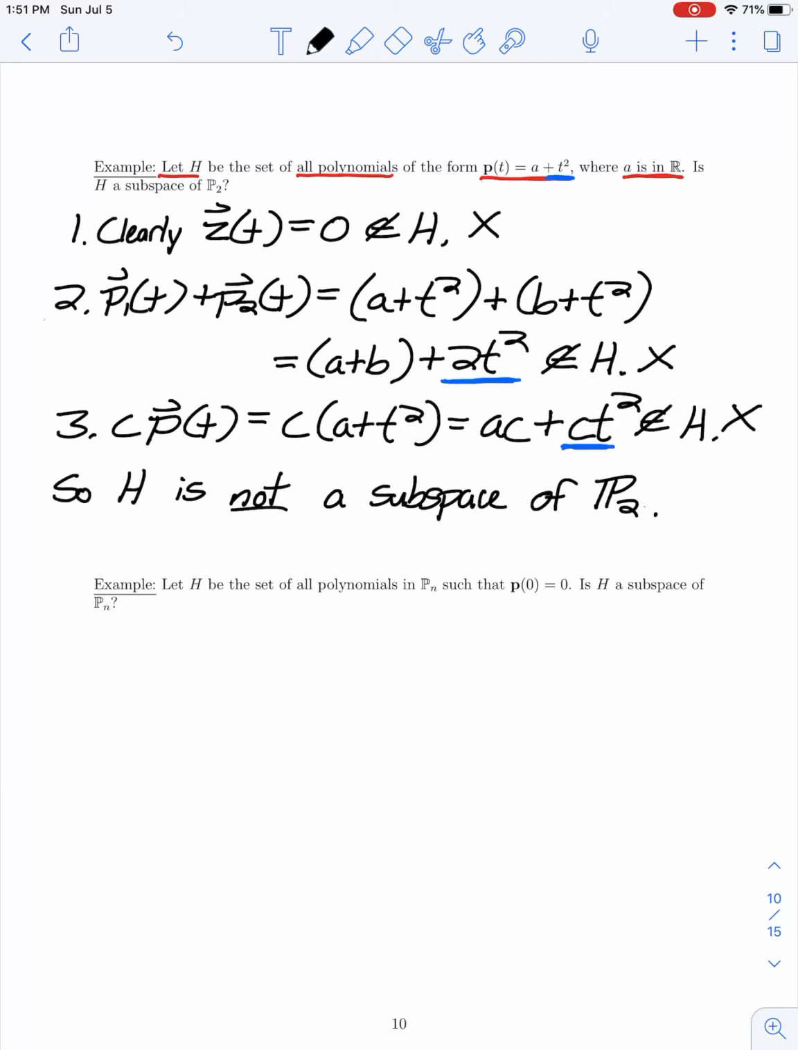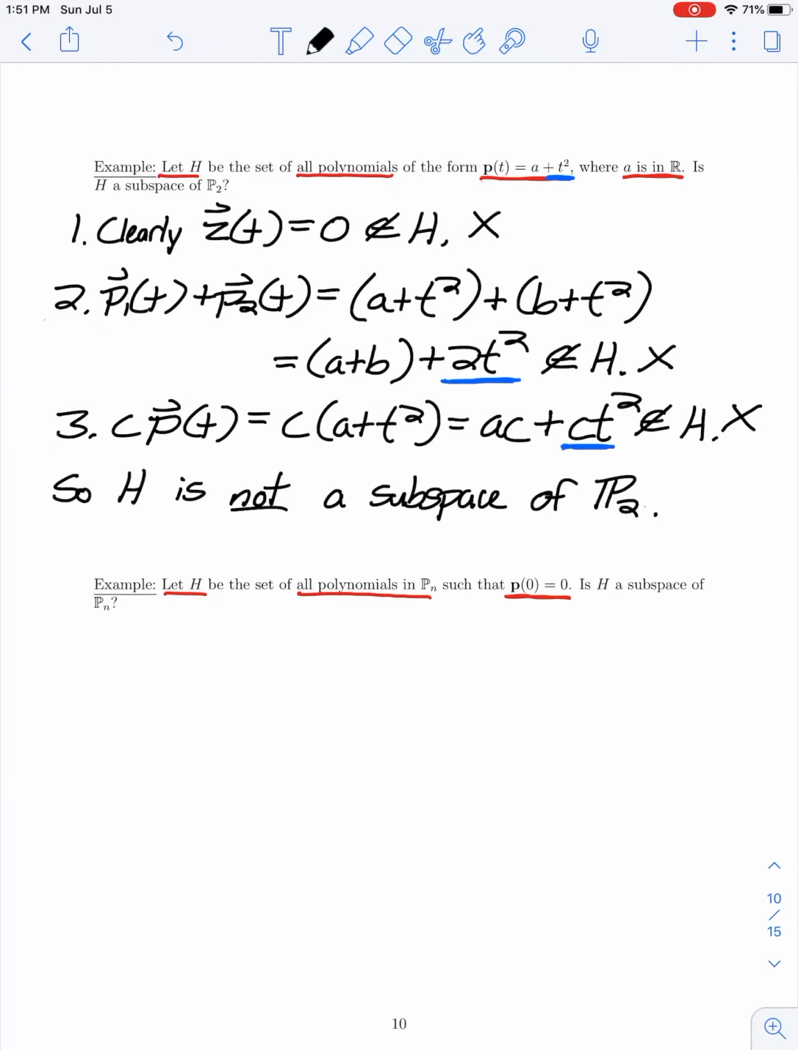So in our last one, we're told to let H be the set of all polynomials in Pn, so those are polynomials of degree n or less, such that p of 0 is equal to 0. So that is, the constant coefficient is 0. And we are asked to determine whether H is a subspace of Pn.